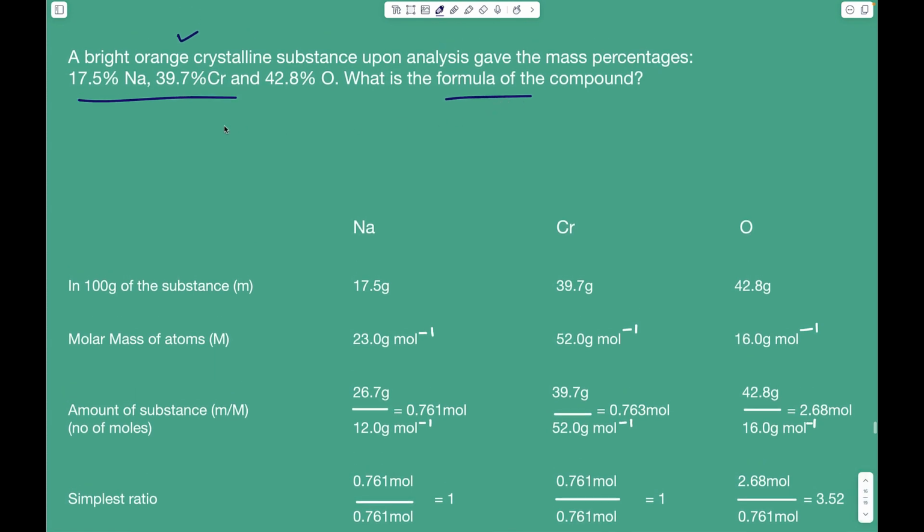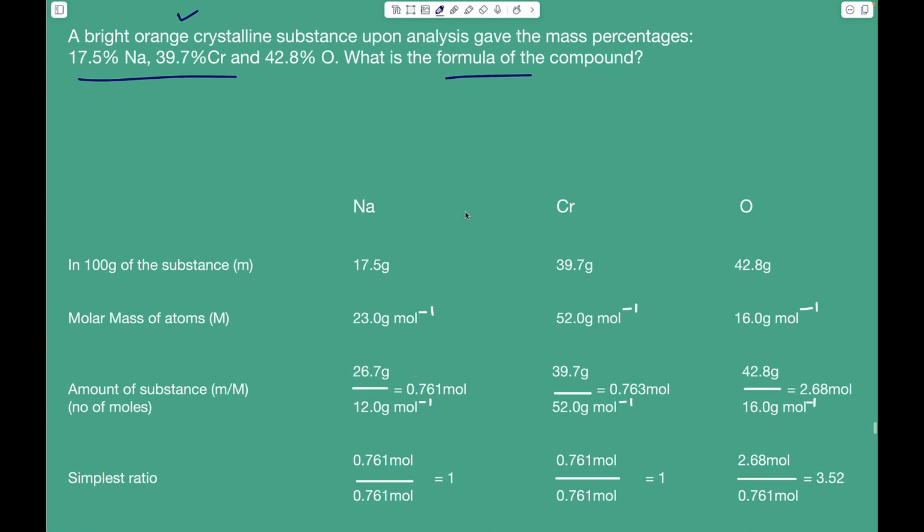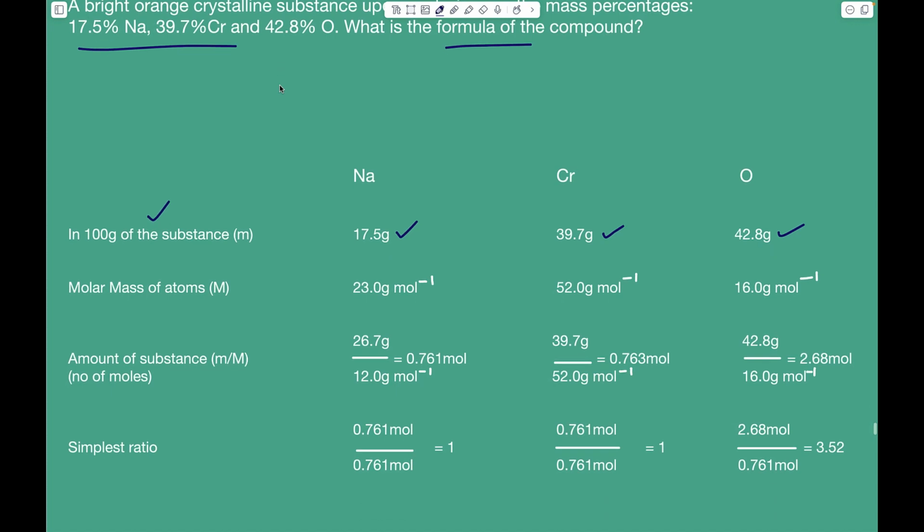Now, from the percentage composition, we understand that there is this much of sodium and this much of chromium and this much of oxygen in 100 grams of the substance. That's what we mean by the percentage composition by mass. And these are the molar masses of their atoms.